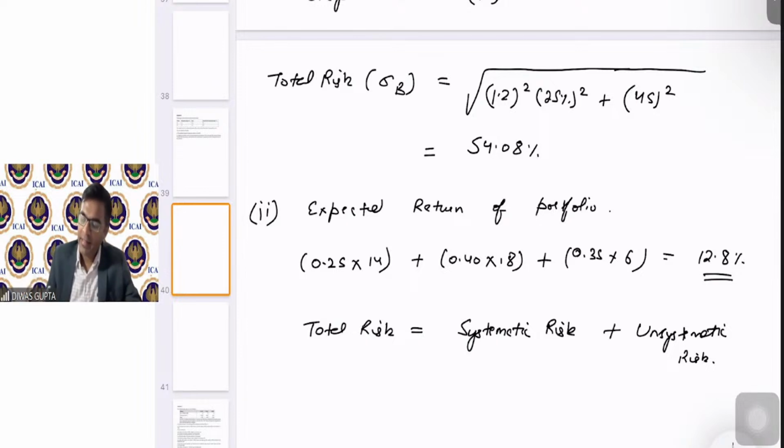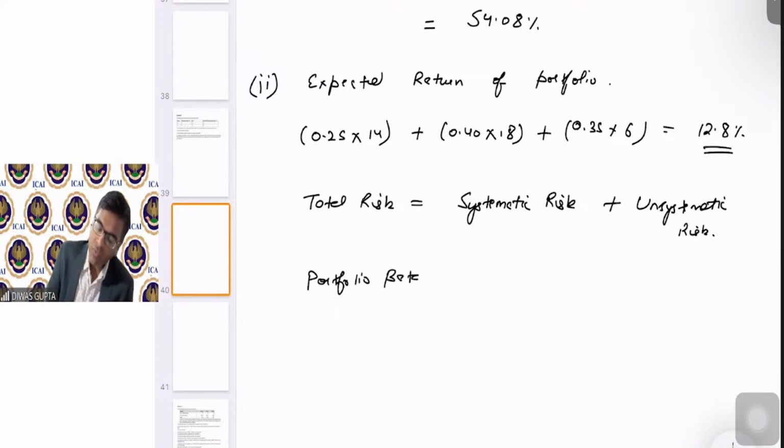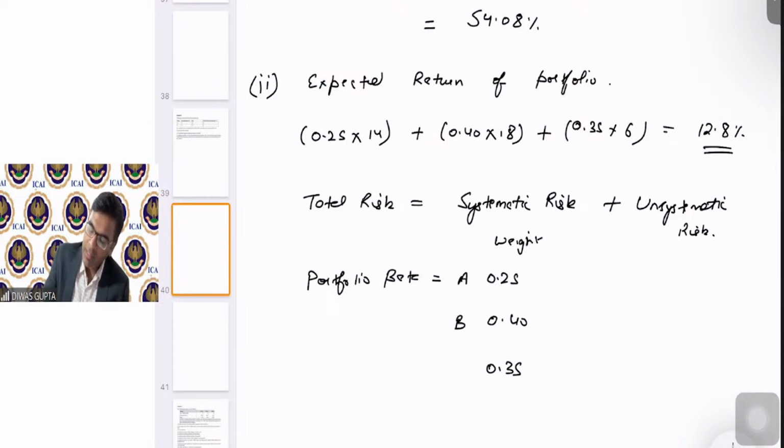So for systematic risk, we first need to calculate portfolio beta, correct? Because that portfolio beta, we will take the weighted average and multiply it with the standard deviation of the market. So 25%, 40%, 35%. These are weights. This is stock A, B, and T bills, treasury bills.